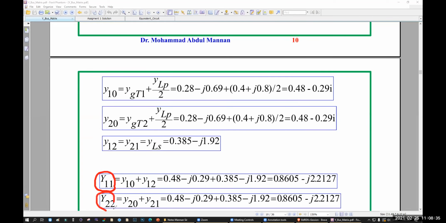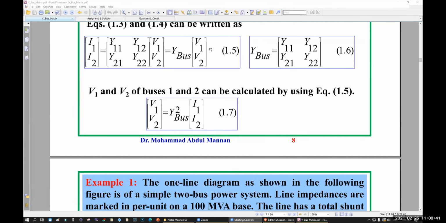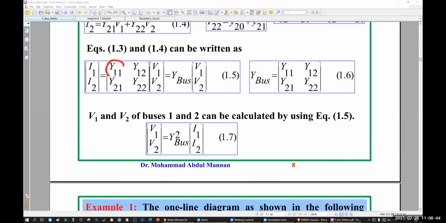Then you have y12. So let's go to the nodal equation again and see. Here, this part is called self admittance. This part is called self admittance. This part is called mutual admittance. This part is called mutual admittance. So how do you know which one is self, which one is mutual? Remember, when the subscript numbers are equal, those are called self admittance. When the subscript numbers are not equal, that means y12, 21, 23, 24, those are all called mutual admittance. Understood? Self and mutual.